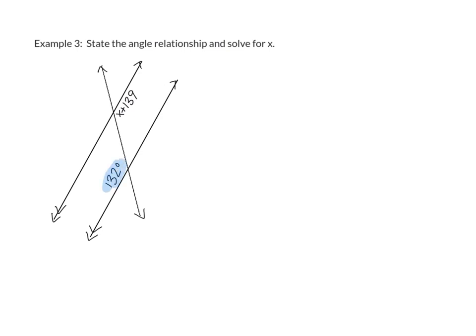So I notice I have 132 right here and x plus 139 up there. When I see both of those, they're on opposite sides of the transversal, and they're both inside the parallel lines. So that means that these are alternate, because they're on opposite sides of that transversal. They are both interior angles. Okay, so that would be the relationship. And now we need to solve for x.